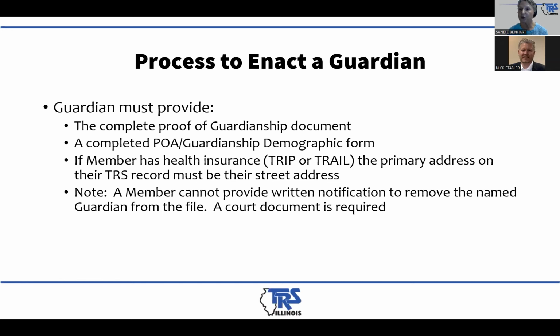So those are the three options there. Again, one is just to give permission to provide information. The next level would be a POA. You and the POA can make changes. And the third, and if you will, most restrictive, would be a guardian, which is somebody that is entirely going to act on your behalf.